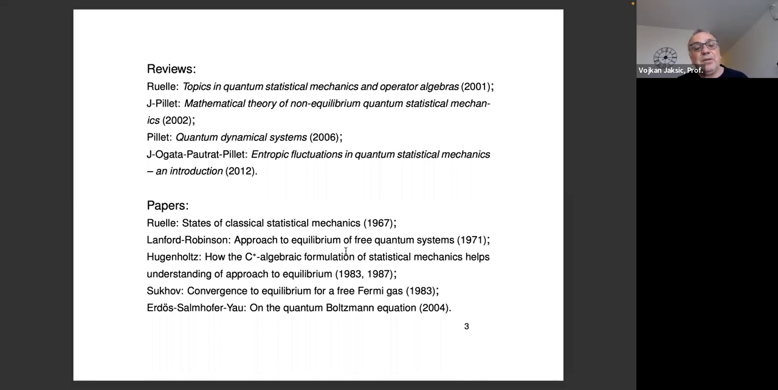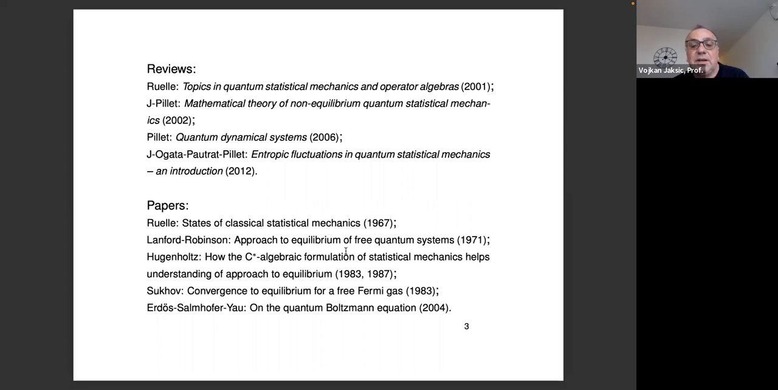The pioneering works of Lanford, Robinson and Hugenholtz really played an important role for us. We're very much inspired by them. There is a maybe not so well-known paper by Suchov, building on his previous work with Dobrushin, where he has given a technically different derivation of the main result of Lanford and Robinson from 1971. This is an important paper because of the techniques it uses. And I think it should be further studied, and I'm sort of advertising it. We will study it for sure, and we plan to go further with that.